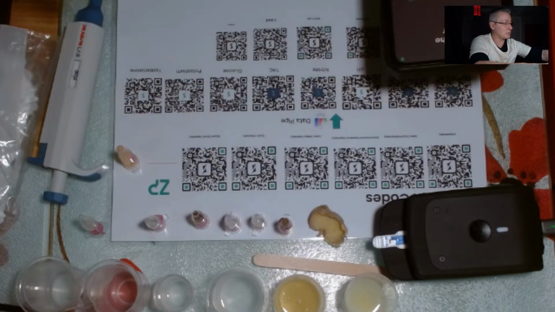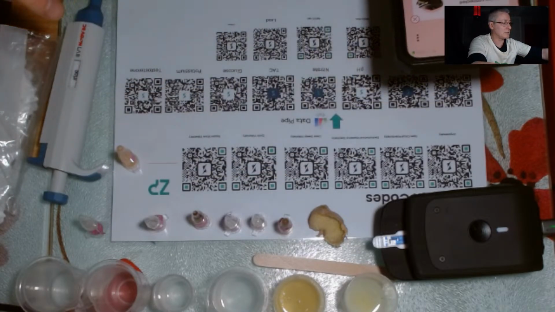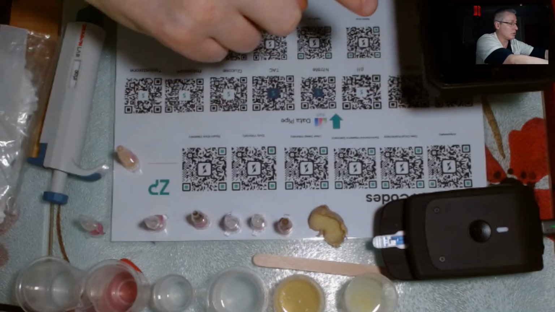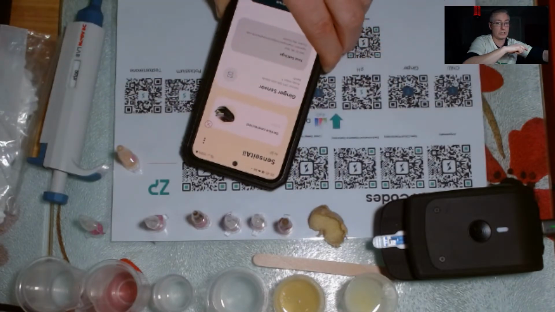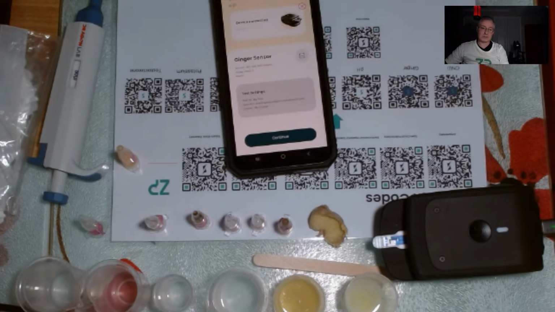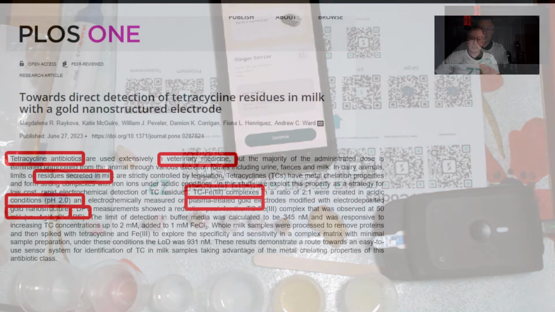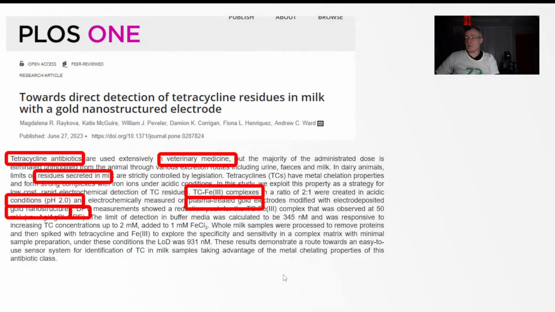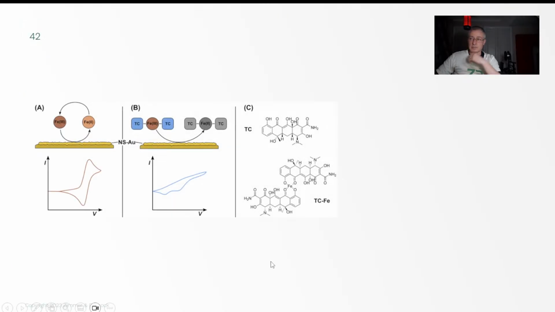I do want to do a demonstration in a minute, and even though I'm going to do a demonstration on ginger, I do want you to think of the word milk every time I do that demonstration. So this paper has some relatively simple bioelectrochemistry, or I should just say electrochemistry, and they achieve a good limit of detection.